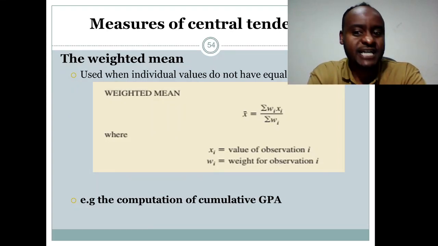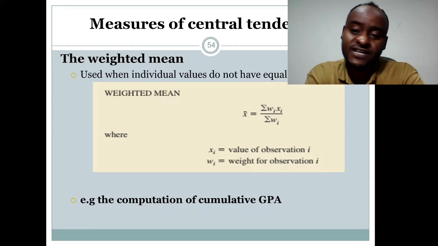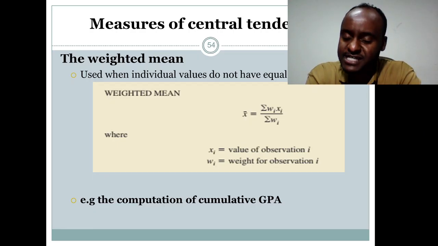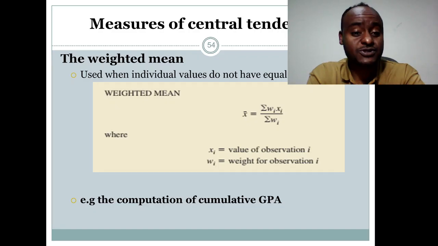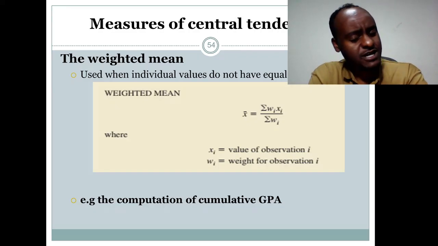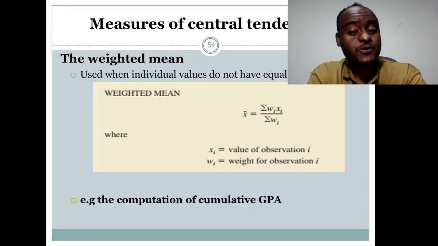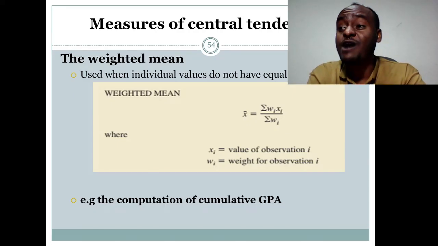The other one is the weighted mean. Sometimes each data point, each data value, may have different weights. In that case, if there is a difference in the weights, then the type of mean that you need to calculate is not the common mean, the usual mean. Rather, you need to calculate the weighted mean. Then what is the weighted mean? It is used when individual values do not have equal weights.